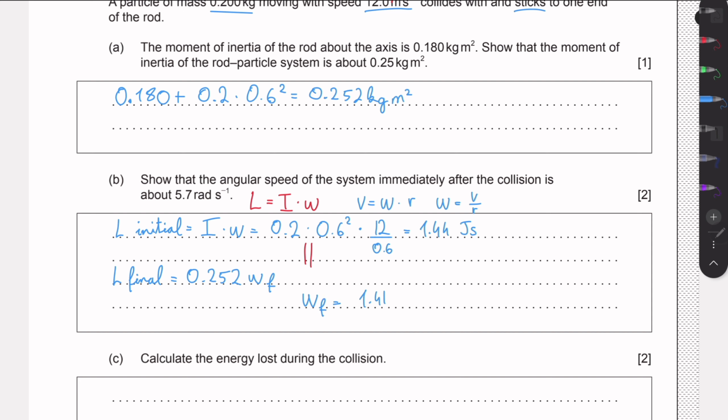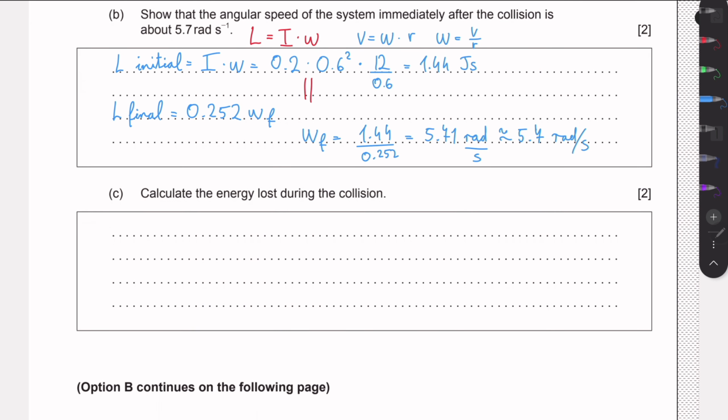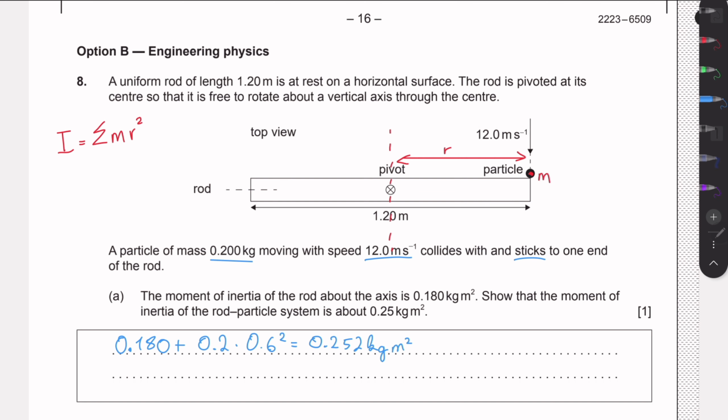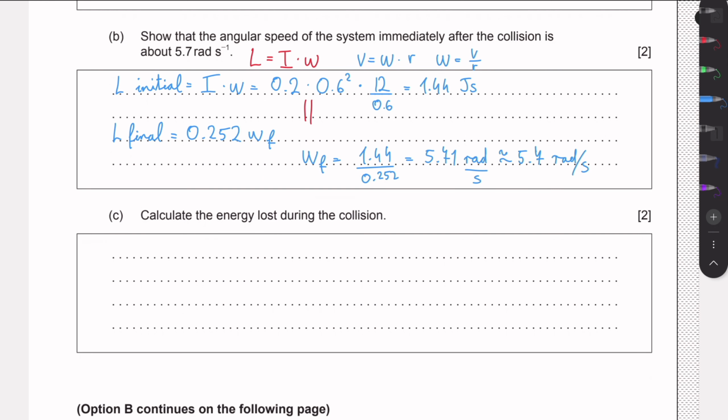So 1.44 divided by 0.252. So that will give us 5.71 radians per second, which is approximately 5.7 radians per second. Now we need to calculate the energy that was lost. So at the start we had some kinetic energy, and at the end we also had some kinetic energy, and we have to see the difference between these two. At the start we only had normal kinetic energy, and at the end we had rotational kinetic energy. So we're going to have to calculate the difference between these two.